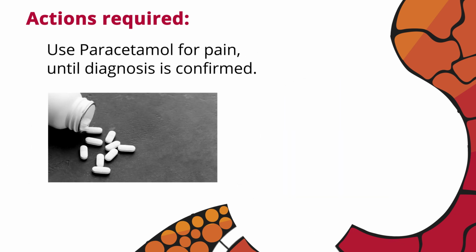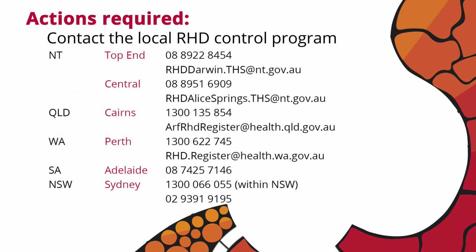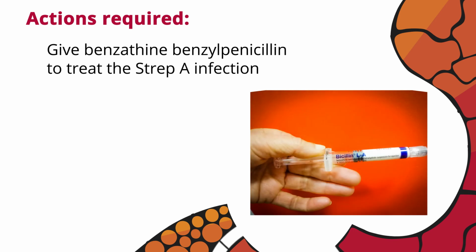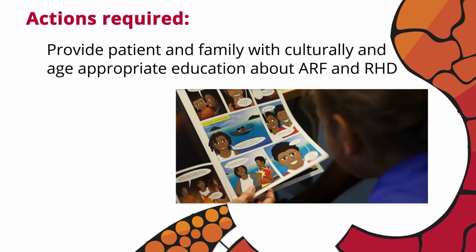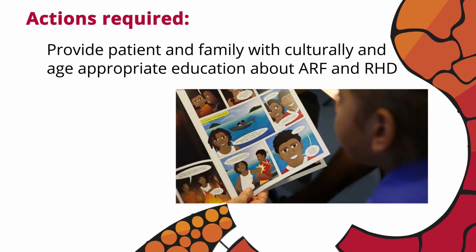Use paracetamol for pain until diagnosis is confirmed. Contact the local RHD control program. Give benzathine benzylpenicillin to treat the strep A infection. Provide patient and family with culturally and age-appropriate education about ARF and RHD.